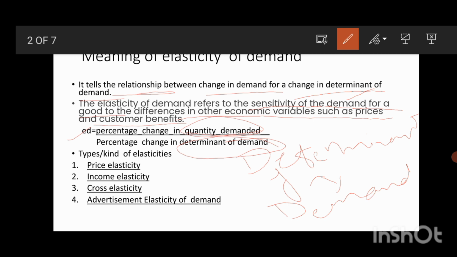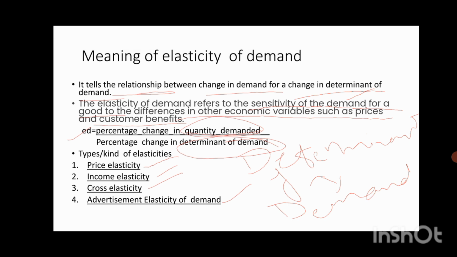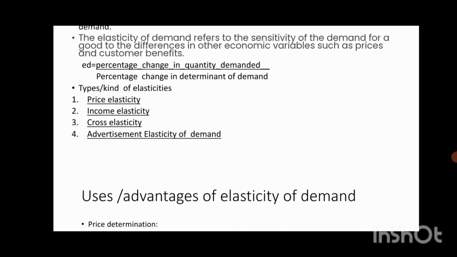There are different types or kinds of elasticities. For example, price elasticity, income elasticity, cross elasticity, and advertisement elasticity of demand. These are the different kinds of elasticity of demand. We are going to see these kinds of elasticity of demand in detail in upcoming videos.